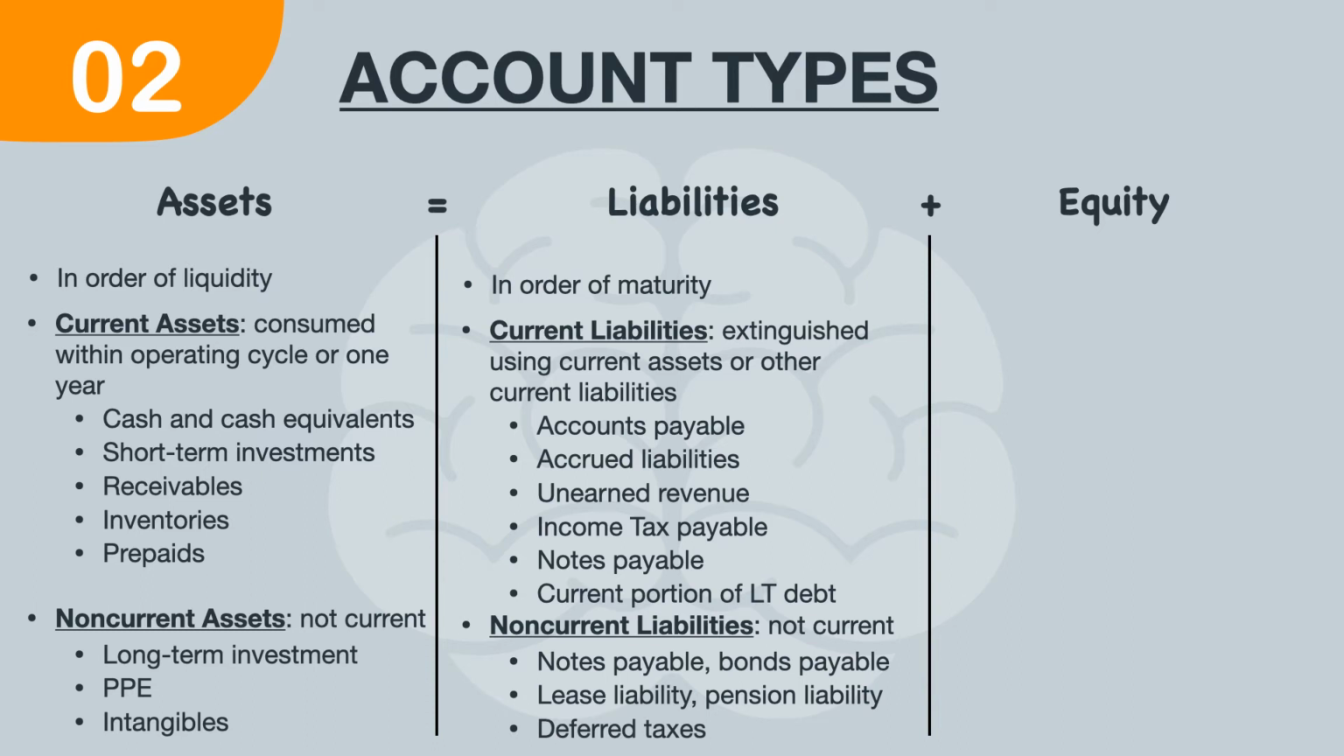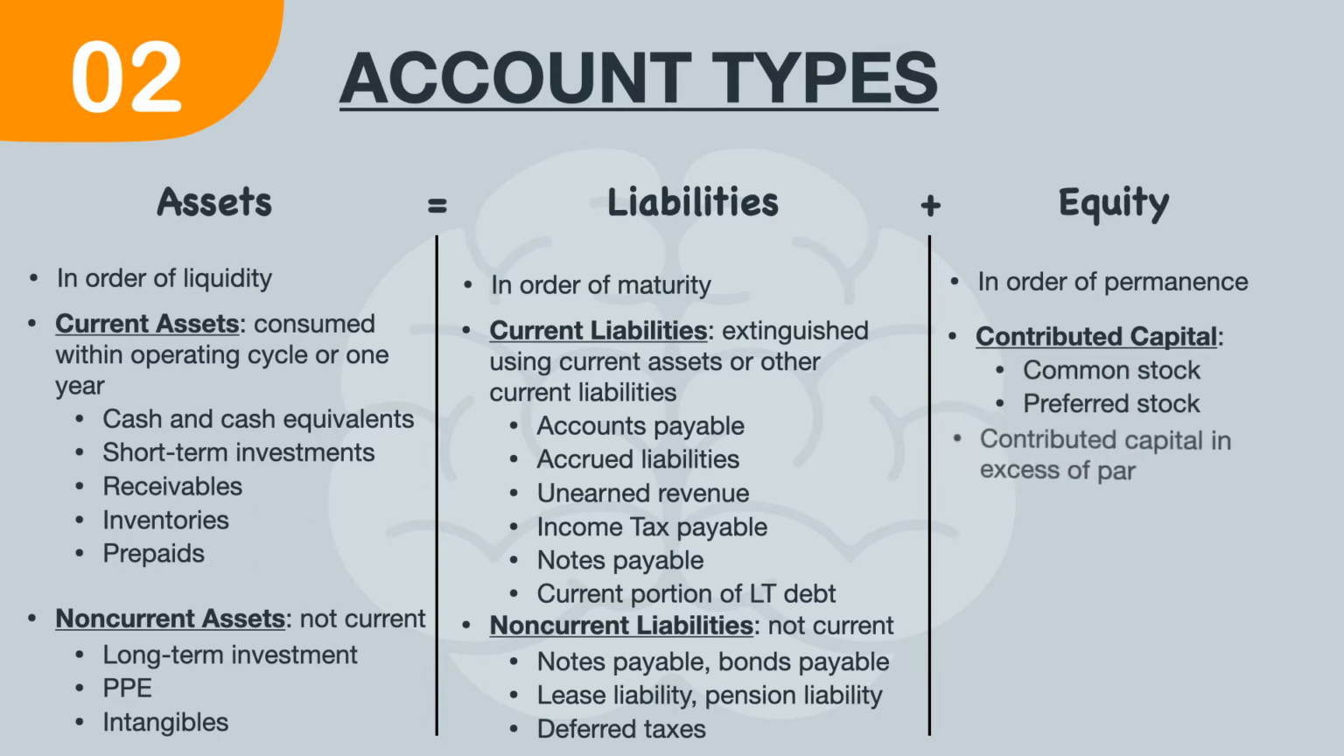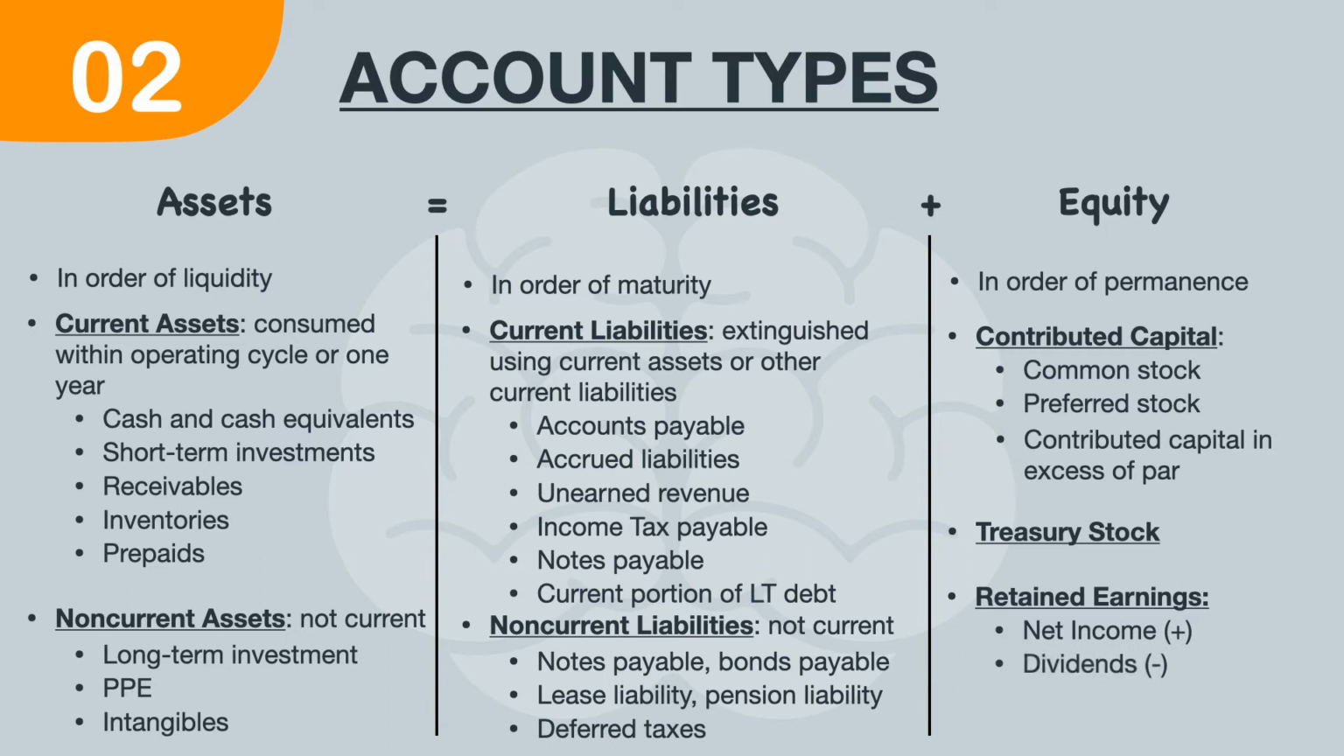Jumping on to equity. Equity is reported in order of permanence. Now these include what's called contributed capital, which includes common stock, preferred stock, additional paid-in capital. Then we have treasury stock. We have retained earnings. And if you don't remember the formula, it's beginning retained earnings plus net income minus dividends to give us our end retained earnings. And we also have accumulated OCI, which is often calculated in the statement of comprehensive income as seen in the last video.